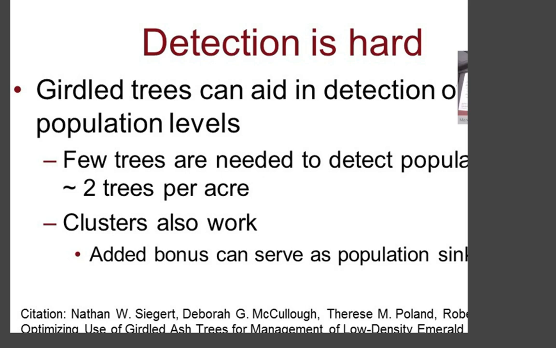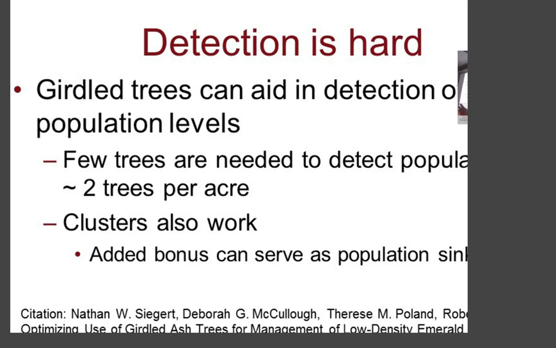So they looked at whether you can use girdling as an effective detection method. They tested different amounts of girdling and found as few as 2 trees per acre is effective. So 2 trees were just as effective as larger amounts, 7 versus 2. So you can get away with 2 trees per acre of ash. And clusters can also be really effective, as few as 3 clusters compared to 12 clusters. So clustering trees and using these as a way to detect lower populations can be really impactful.